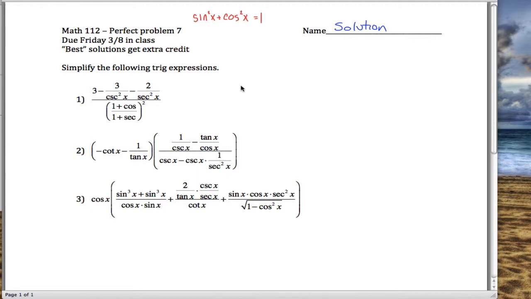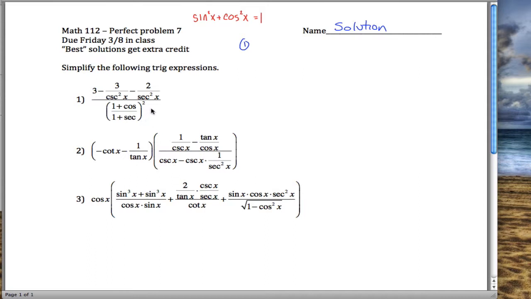All right, here are solutions to perfect problem 7 for Math 112. We're given 3 different problems here. So I guess tackle the first one. Basic idea is that this should simplify into something much smaller. This expression with lots of trig functions in here should simplify.